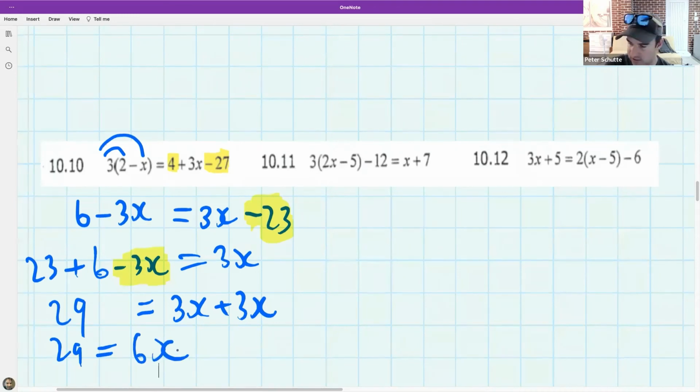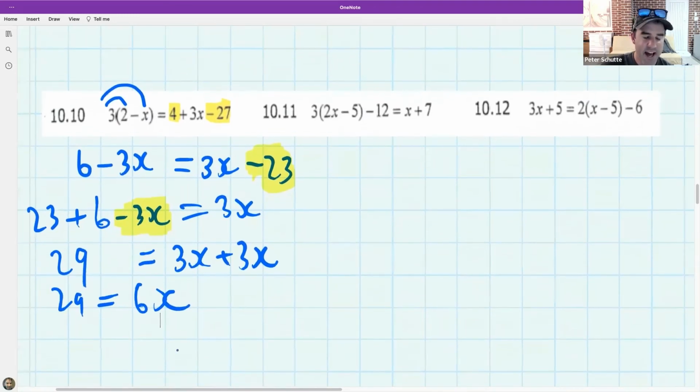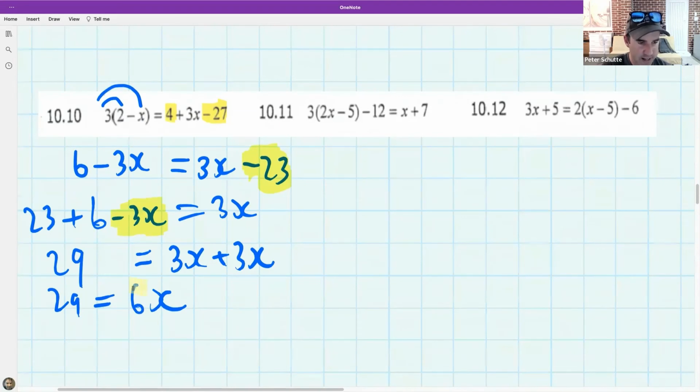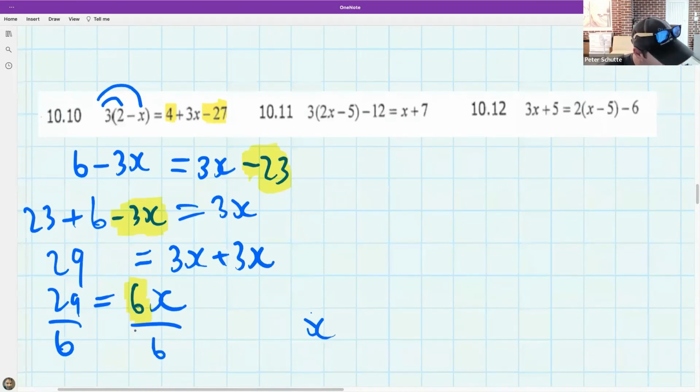It's going to be 6x. And now I need to deal with this multiply 6. So what's the opposite of multiplying by 6? It's going to be divide by 6. So I do that on both sides. And what I'm then left with is x on the one side, and then on my calculator, what's 29 divided by 6? Or I could count it out. It's just going to be 4 and 5/6, or as a decimal, it'll be 4.83.